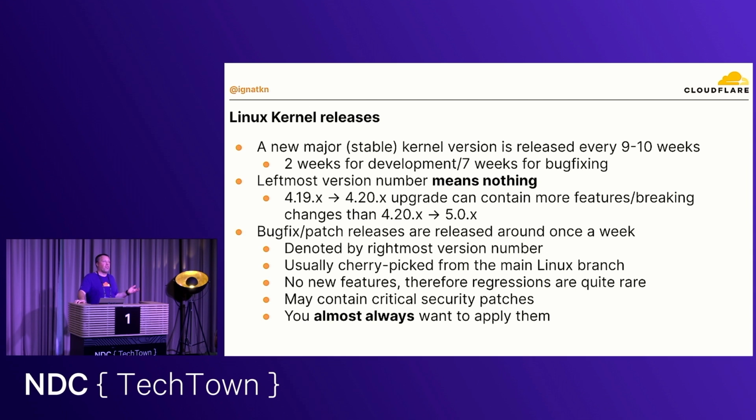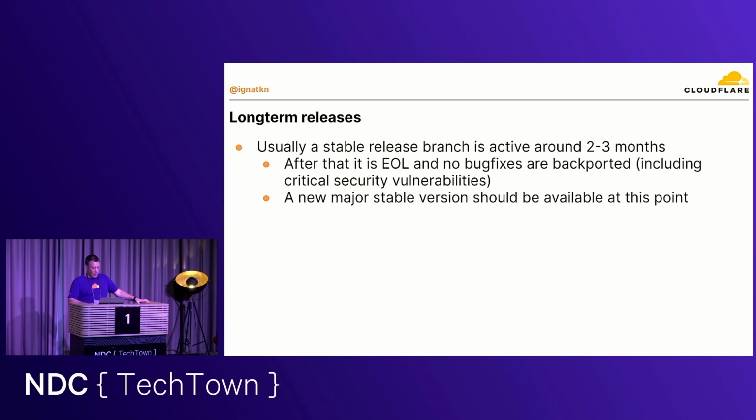I mean, we didn't expect there were performance regressions for the recently disclosed CPU vulnerabilities. So the Linux kernel implemented a mitigation, which was known to have a performance impact, so you get a performance regression. And yeah, the bug fix releases may contain critical security patches, and because there are so many of them, there is almost always something which is applicable to your system, so you almost always want to apply them.